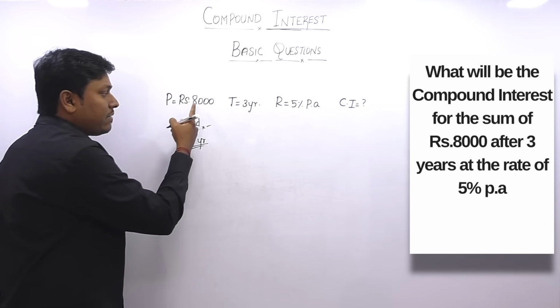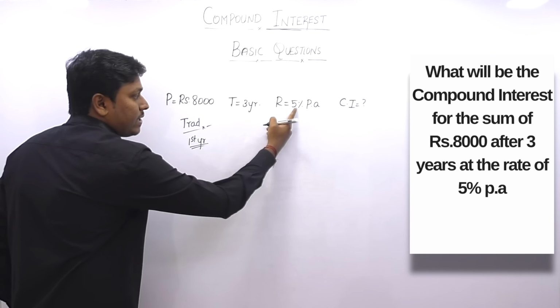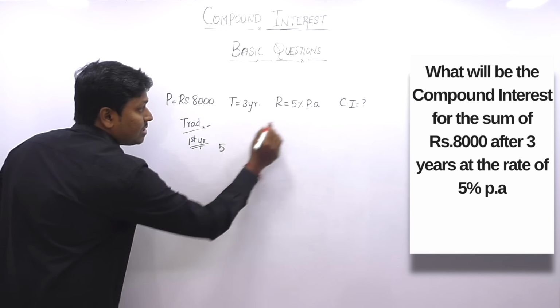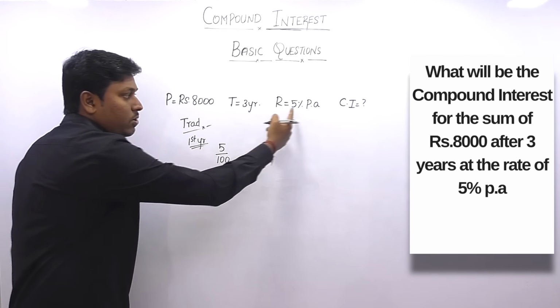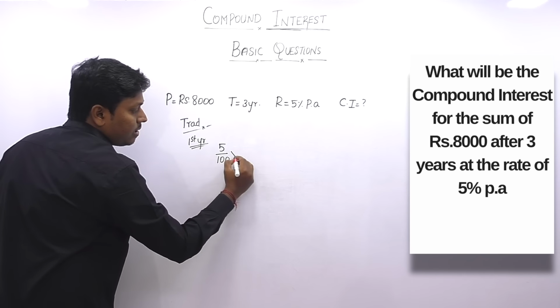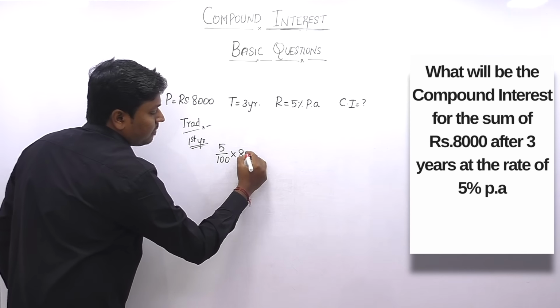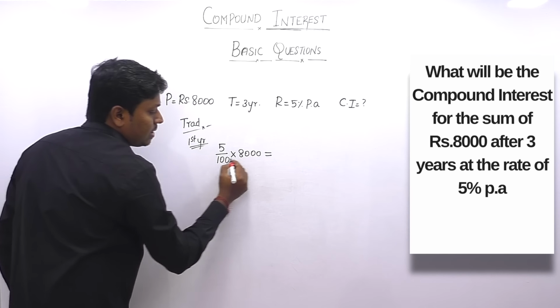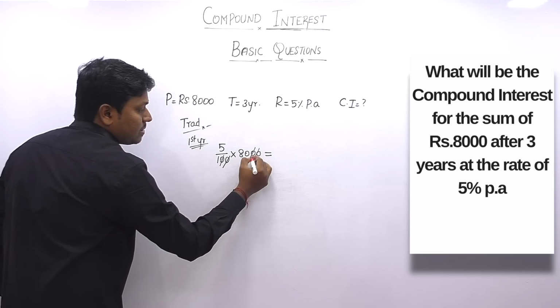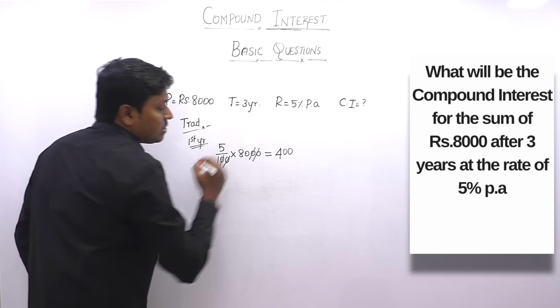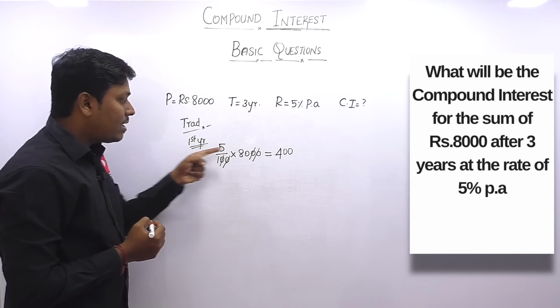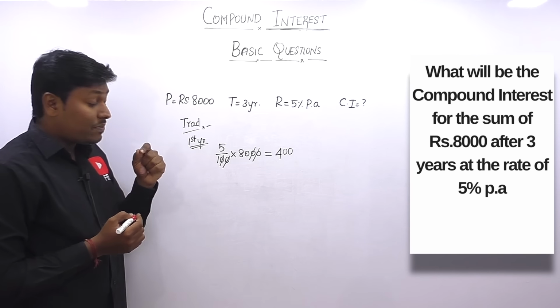Listen carefully. The given principal is 8,000 and the rate of interest is 5%. So this 5% can be written as 5 divided by 100, in order to remove the percentage, 5 by 100 into principal. So principal will be 8,000. Cancel the zeros. So 80 into 5 will be 400. Right? So finally, for the first year, the compound interest is 400. Right? So friends, listen carefully.